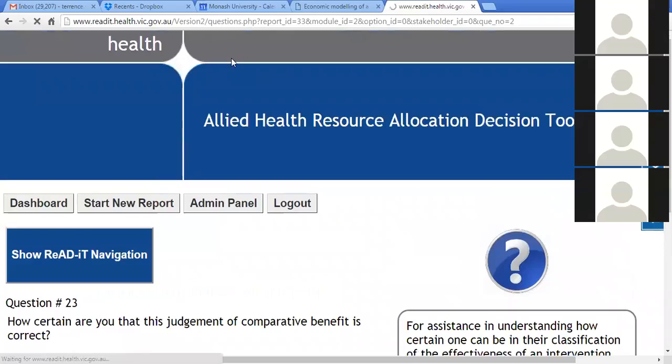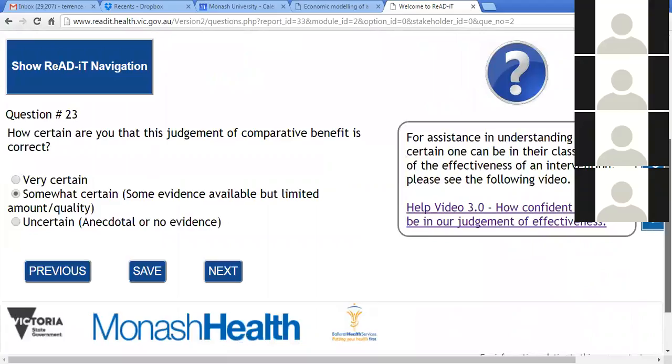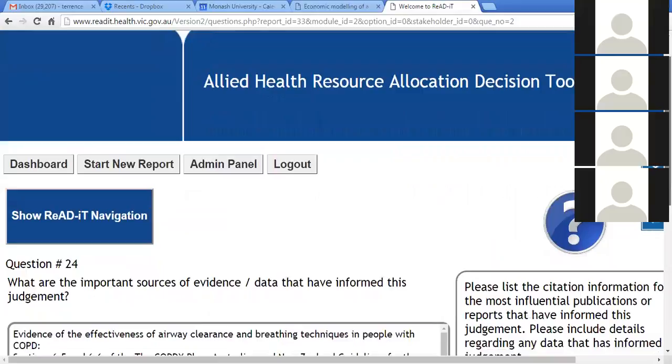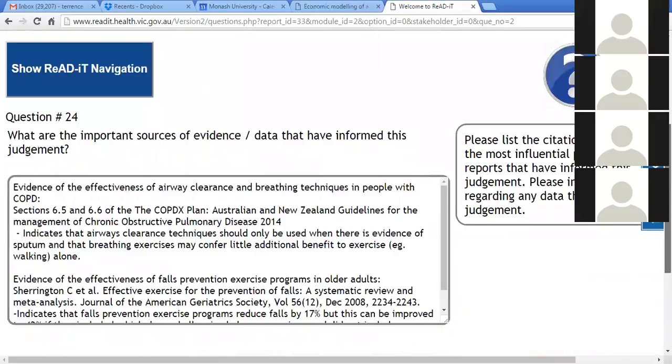So I'll quickly just go back. All right. So next, how certain are you that the judgment of comparative benefit is correct? I've said somewhat certain. I've said that some evidence is available, but there's a limited amount and quality of that evidence. And then question 24 has asked me just to list down what some of those important sources of evidence are.